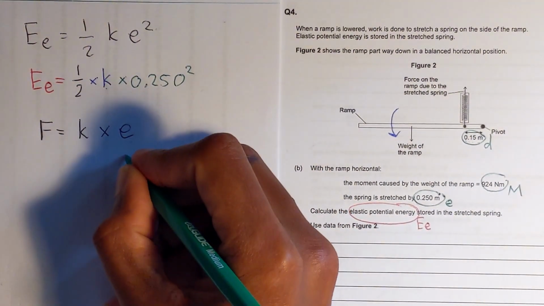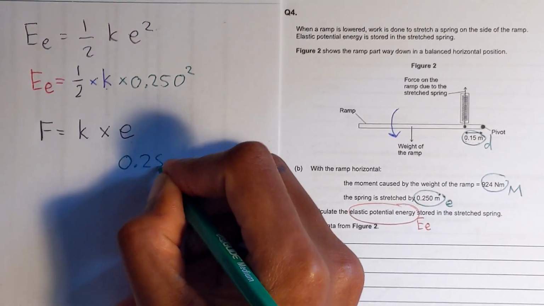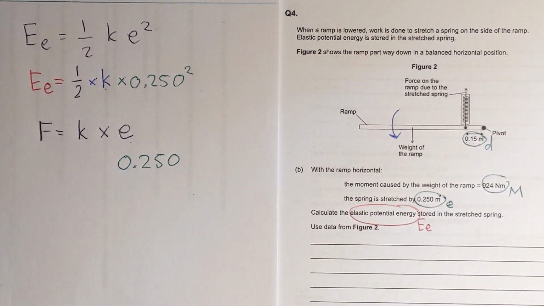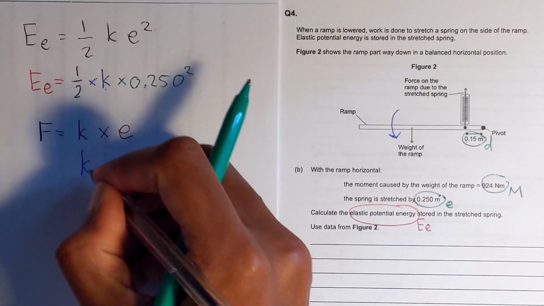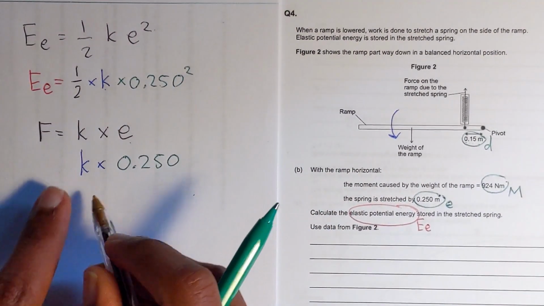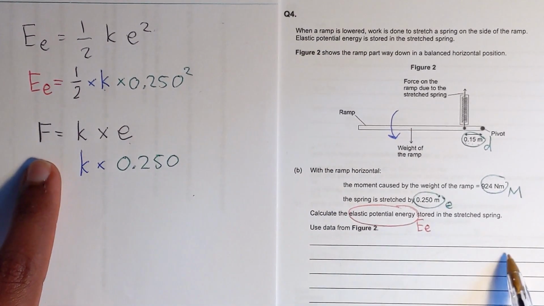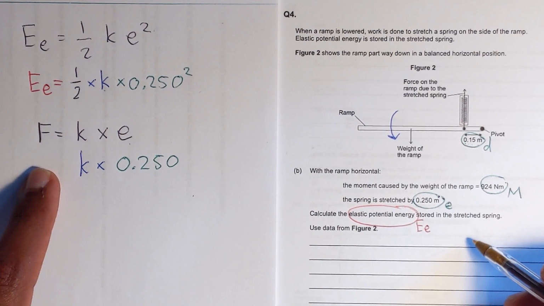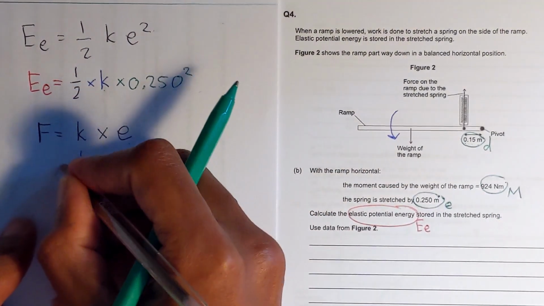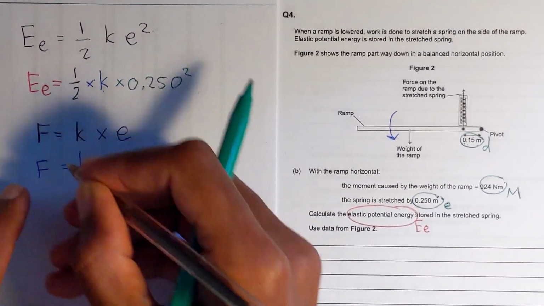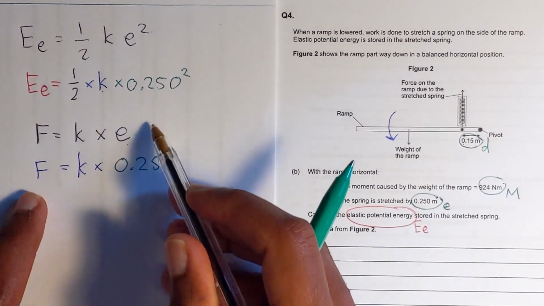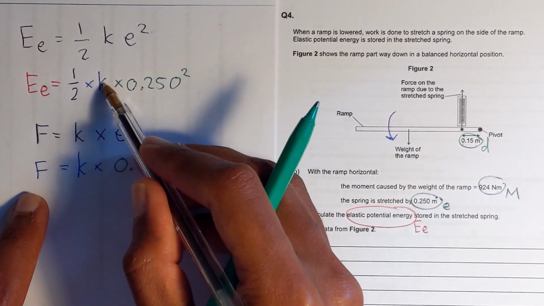Substituting values that have been given to us, we've got a value of extension of 0.250, which we used earlier. We're trying to find K. I'll mark that in blue. But once again, we don't have the value of force. There is nothing here in the question that's measured in newtons. So force is unknown, and we need an equation to help us find force, just like how we needed an equation to help us find K.